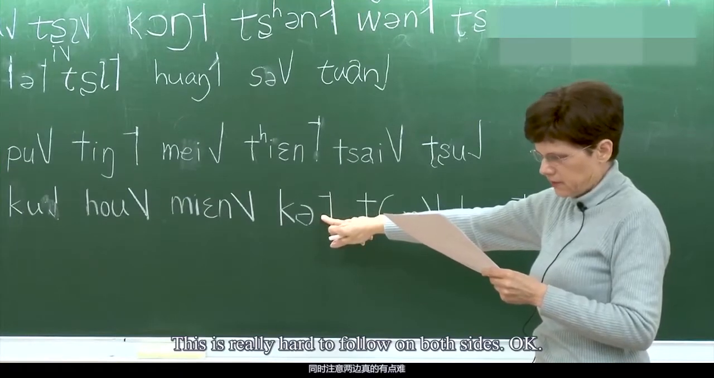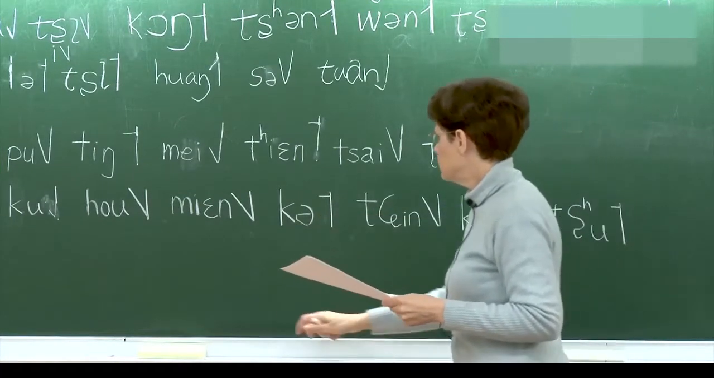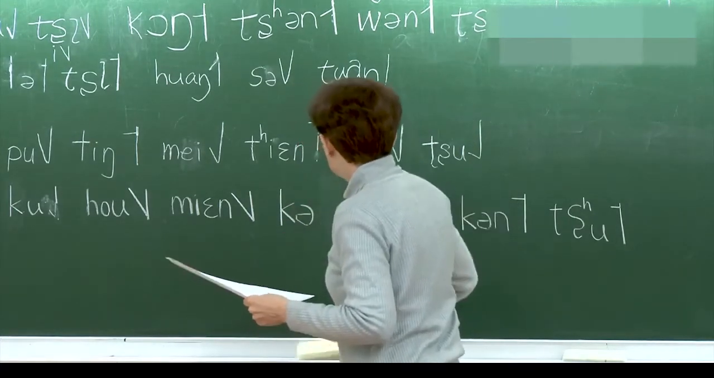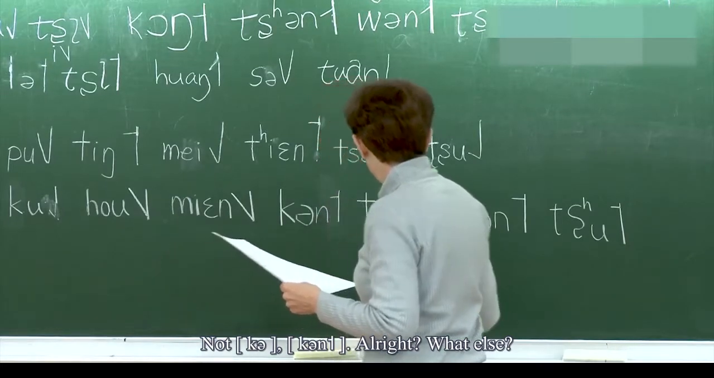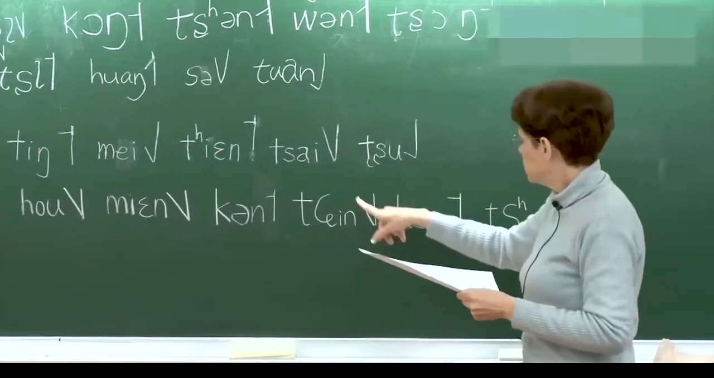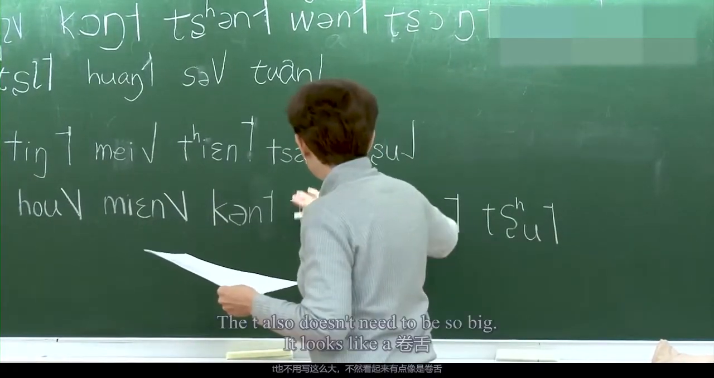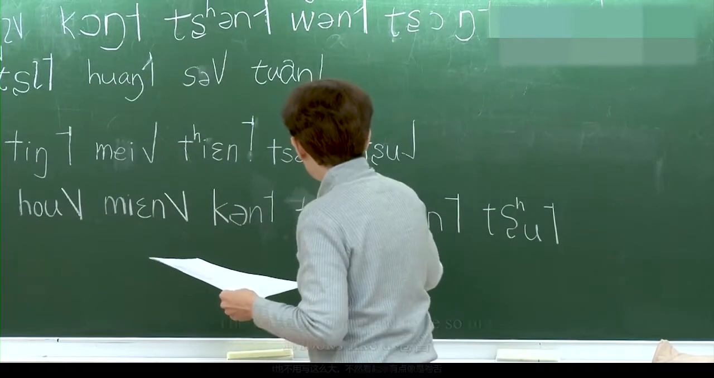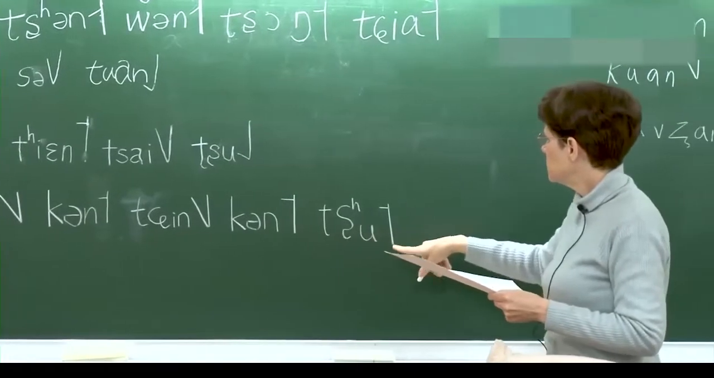This is really hard to follow on both sides. Okay. What's missing? Yeah, we need more room here. Not good. Gun. All right. What else? Jin is okay. Don't make this quite so high. The T also doesn't need to be so big. It looks like a 卷舌. Okay. Gun Jin. Gun. This time it's correct.